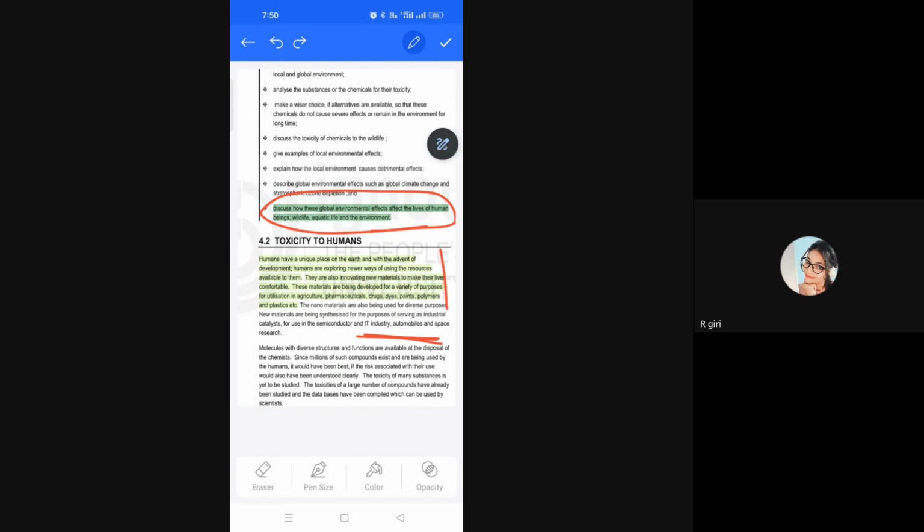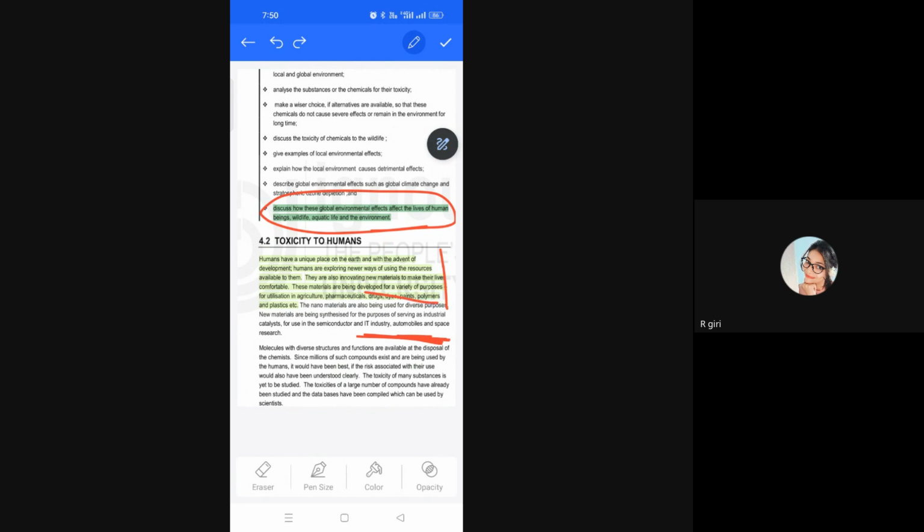We are using different types of things. Why? Because of comfort. We are using vehicles, bikes, cars, trucks, buses, because of comfort, and we are using AC, fans. These are obtained from nature and from the resources. By using natural resources, we are preparing these materials for our comfort and for our easy lives.